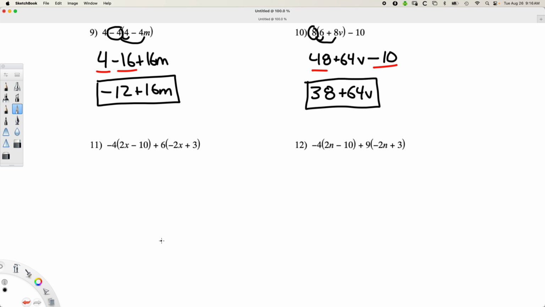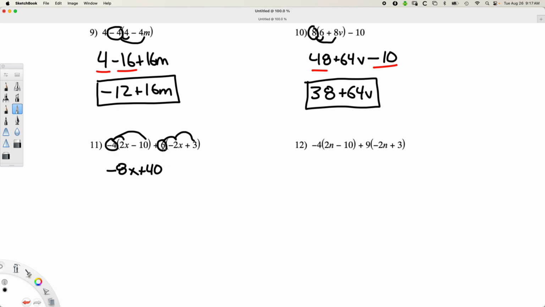These last two problems, I'm just distributing twice. So I'm going to distribute the negative 4 here and here, and I'm going to distribute the positive 6 here and here. Okay, so the negative 4 times positive 2x would be negative 8x. Negative 4 times negative 10, a negative times a negative becomes a positive.